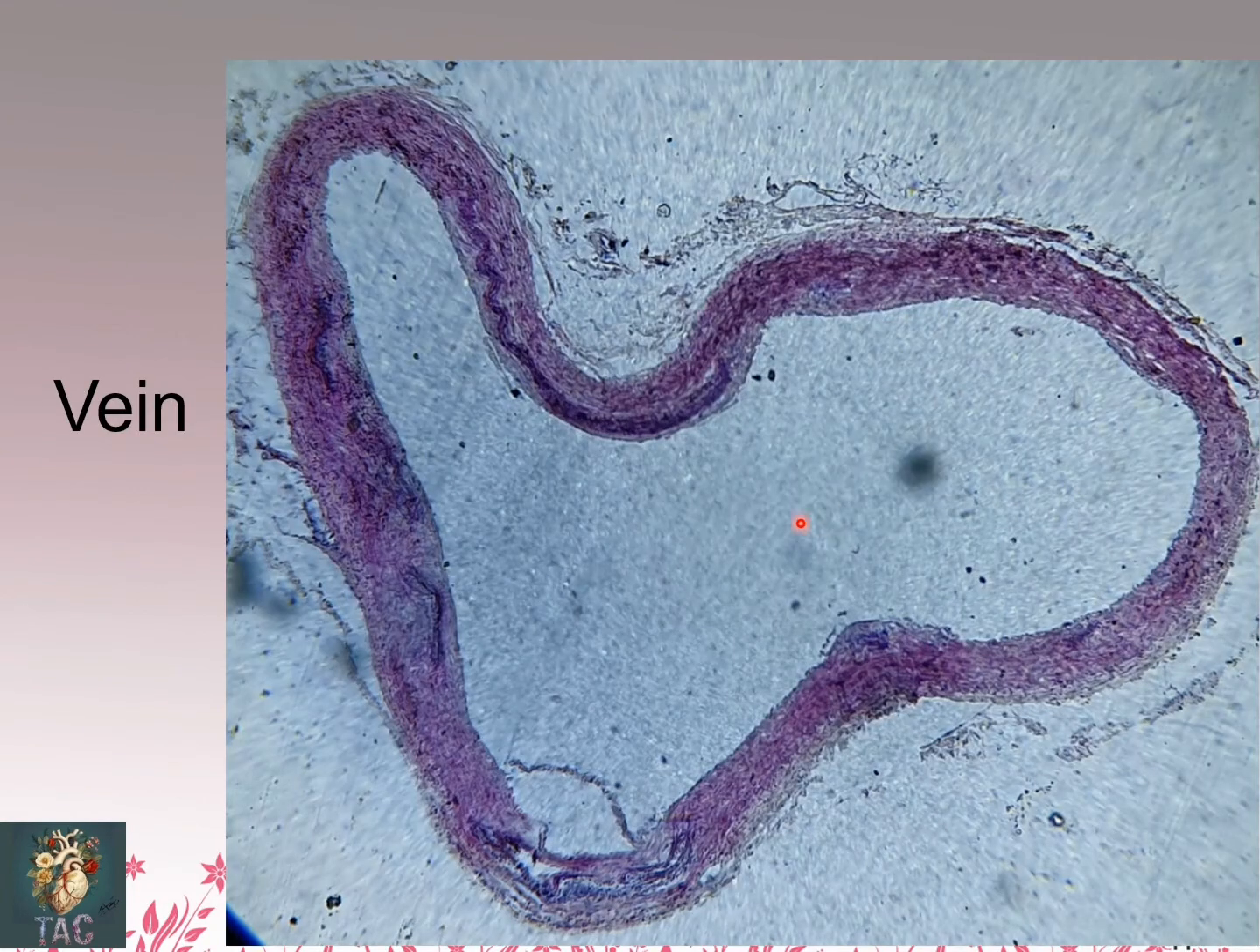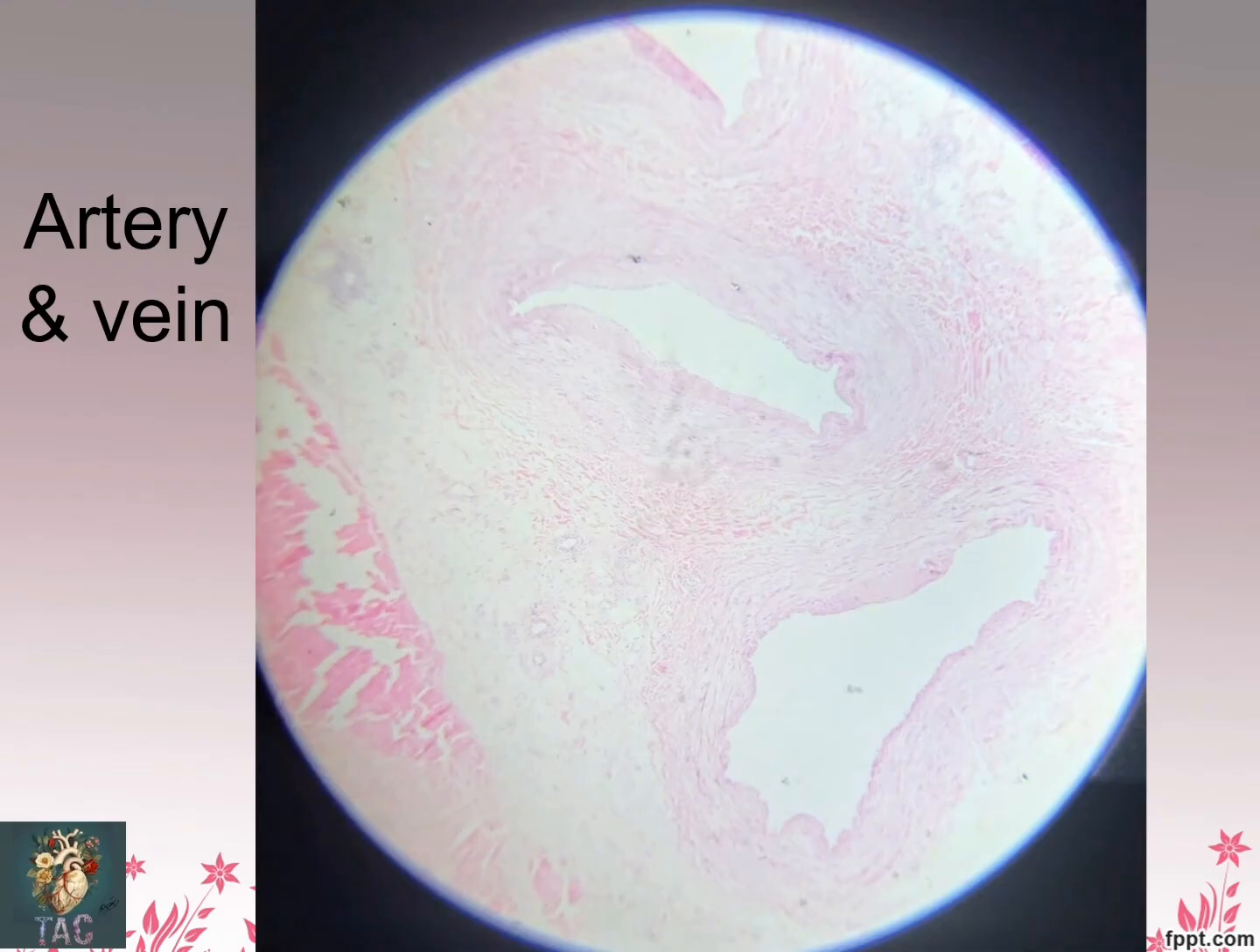So this is another section of the vein. You can see the complete lumen but it is collapsed. Then the tunica intima, tunica media and adventitia. This is another section of the artery and the vein, and this one is the artery probably, and this is the vein, the collapsed lumen.